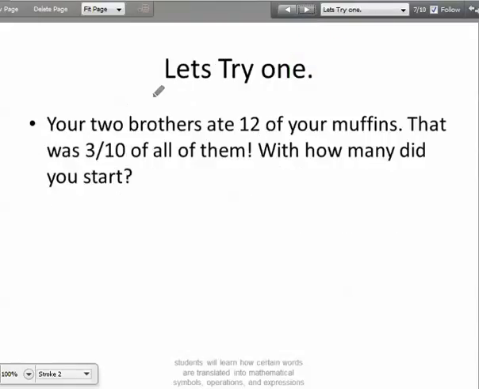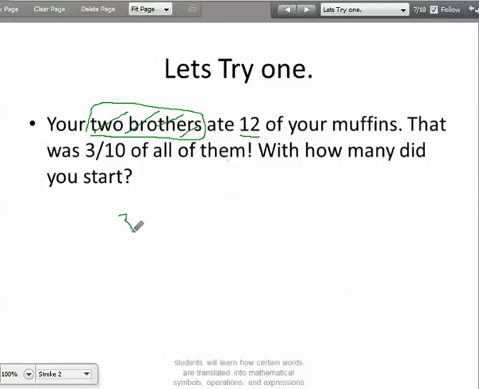Let's try one. This says, your two brothers ate 12 of your muffins. That was 3/10 of all of the muffins, of all of them. How many did you start with? Well, you know, this is one of those things where reading this out loud might help you recognize that your two brothers is extra information. You're not going to use that. They ate 12 of your muffins, and that was 3/10 of all of them.